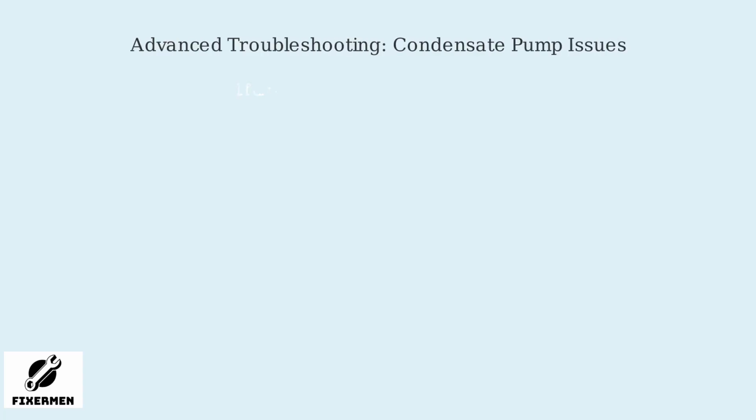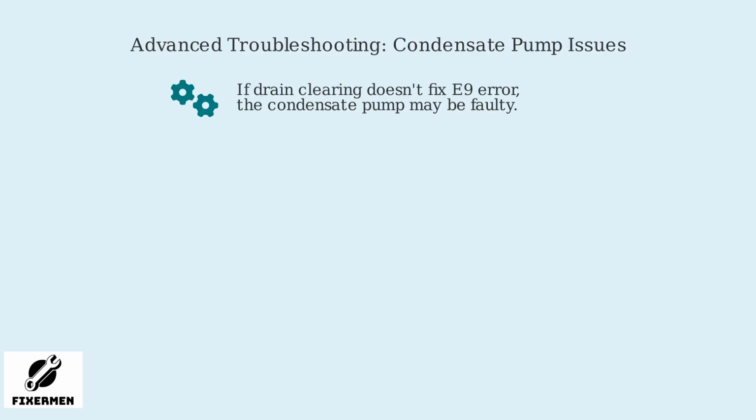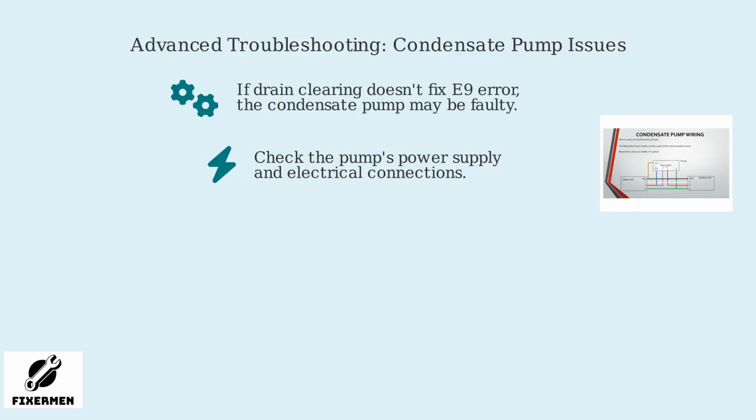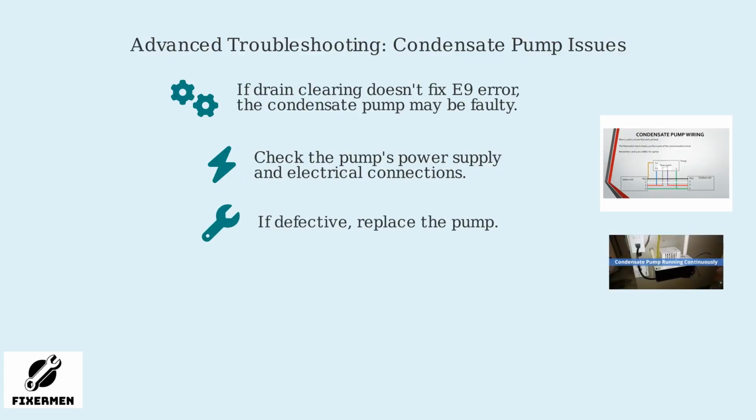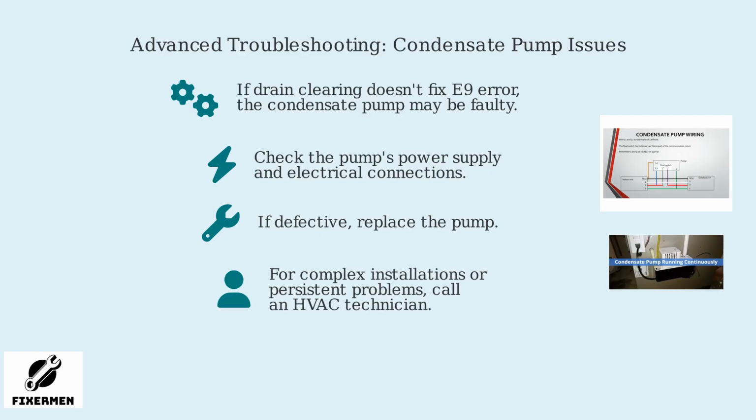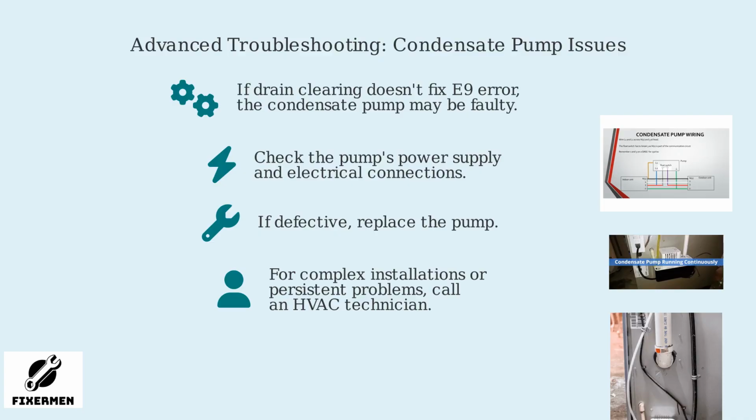If clearing the drain line doesn't resolve the E9 error, the condensate pump may be the issue. Check the pump's power supply and connections. If the pump is defective, it will need to be replaced. For complex installations or persistent problems, it's best to call a qualified HVAC technician. Improper repairs can void your warranty.